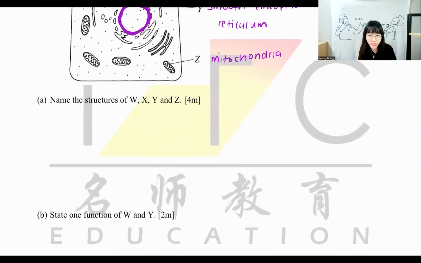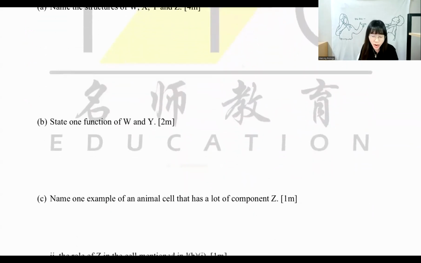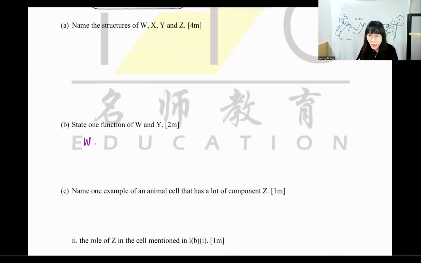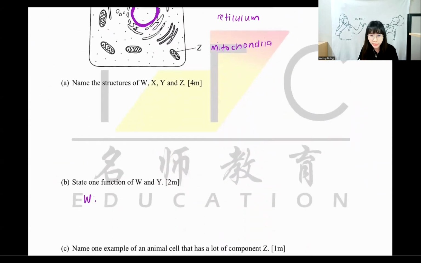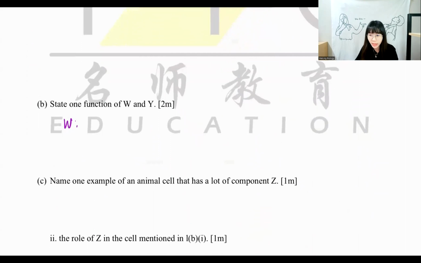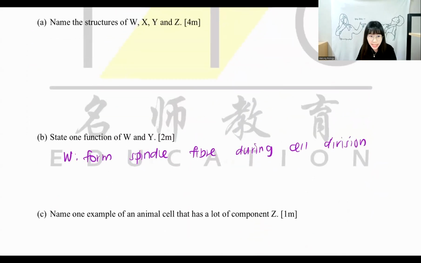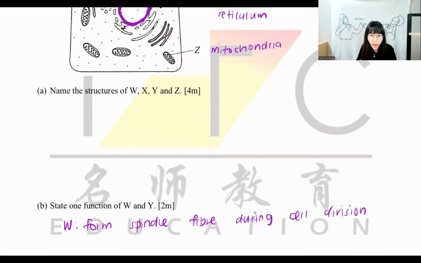Okay, state one function of W and Y. W is centrioles. Can you tell me what is a function of centrioles? This is page 1, question 1. To form spindle fiber for cell division. Very good. They can form spindle fiber during cell division.